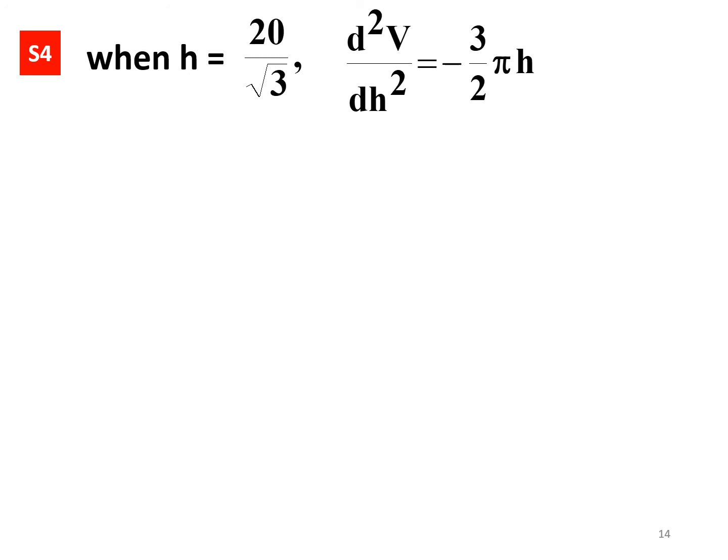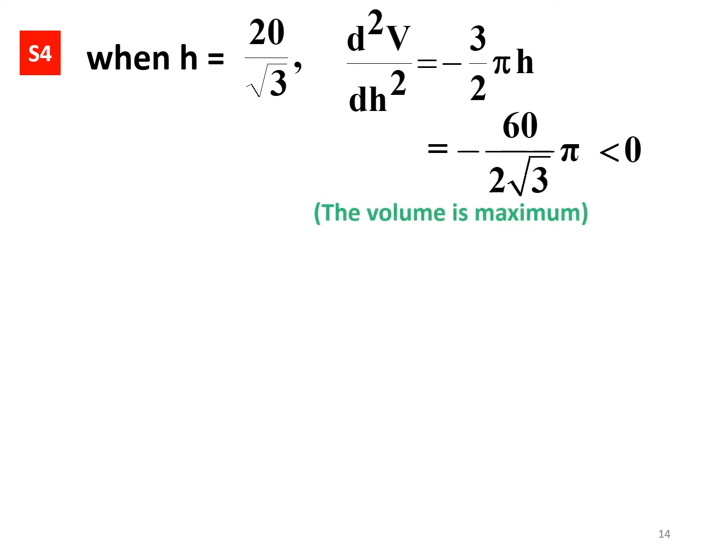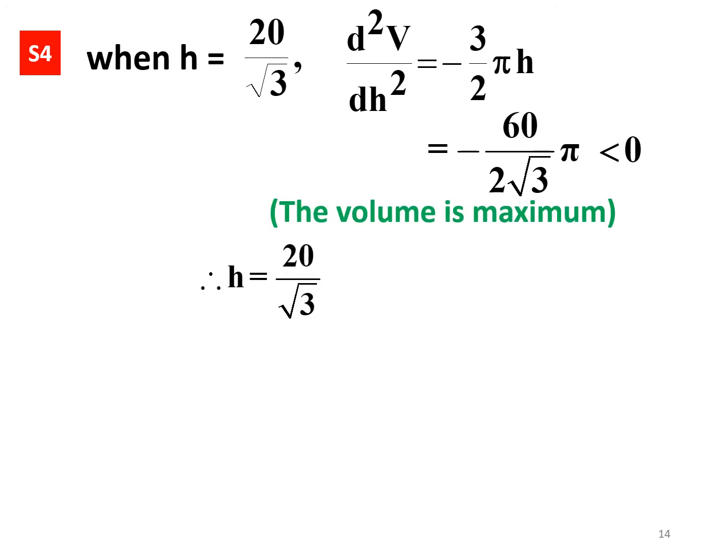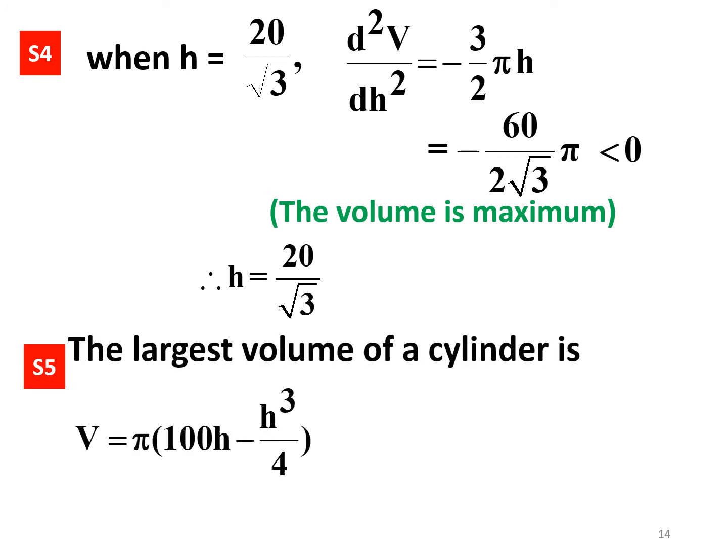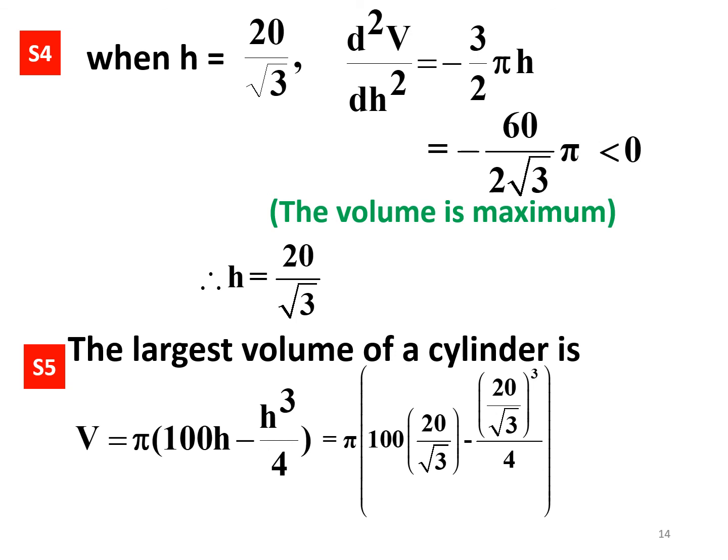Then we find the second derivative because we want to test this h. We will get negative 3 over 2 pi h. When we substitute h, we will have negative 60 over 2 root 3 pi, which is less than 0. That means the volume is maximum. Then we conclude that h equals 20 over root 3 maximizes the volume. Step 5, we substitute this h into the volume, because the question asks us to find the largest volume. Then we simplify or use a calculator. We will have 4,000 over 3 root 3 pi cubic centimeters.